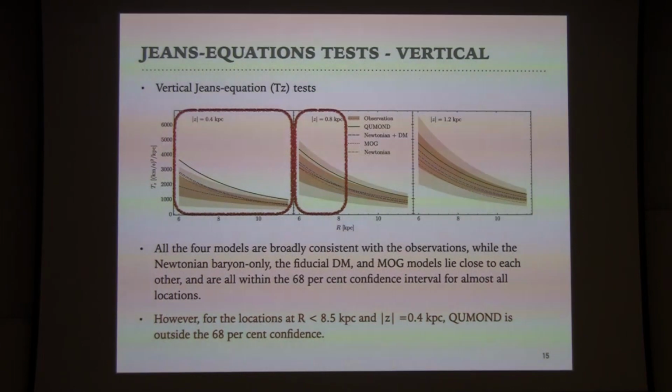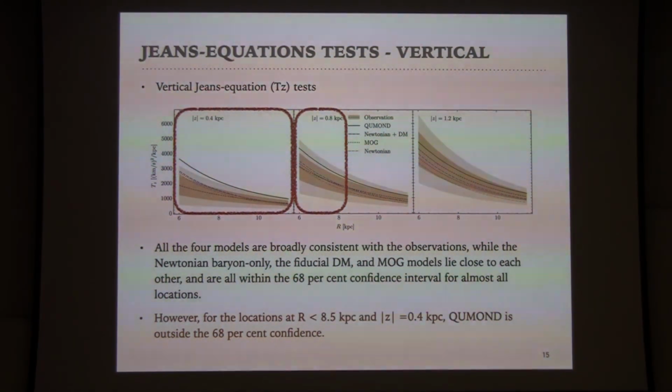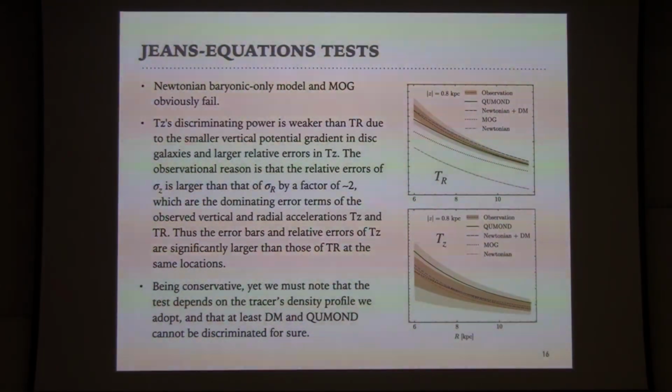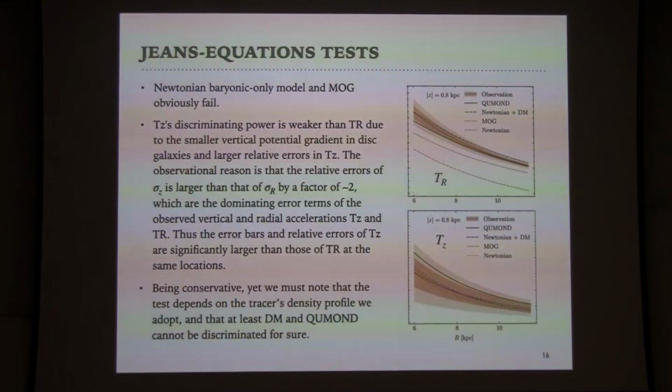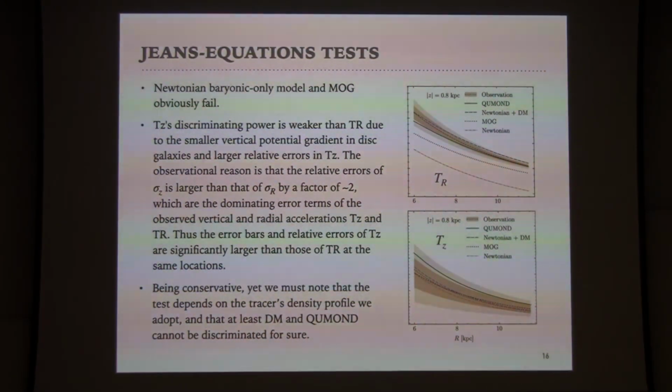However, the MOND performance here is a little bit mixed. It lies within the 95% confidence interval only at higher altitude, but at low altitude, in the left panel, MOND falls outside the confidence interval. So, when testing our models using the TZ, we notice that the Newtonian model and MOND don't fit the observations very well. They clearly do not pass the test.